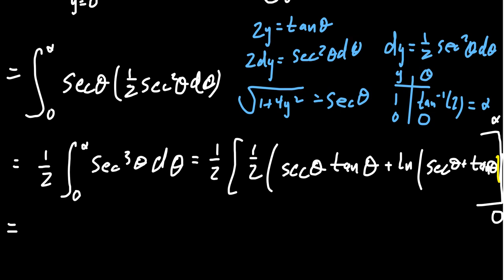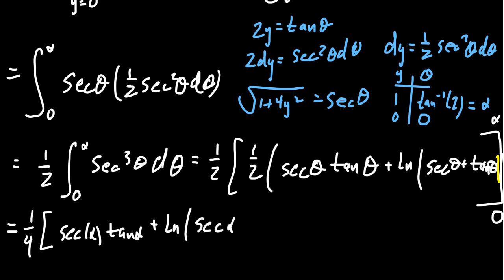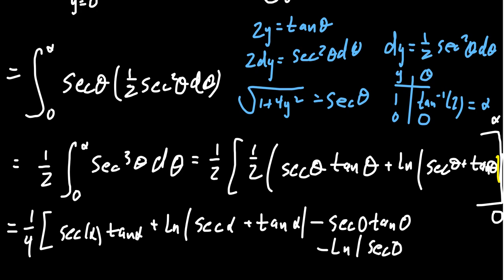So the 1/2 will combine to give us a 1/4. That's a coefficient that sits out in front. Let's stick these numbers in everywhere else. So we're going to get secant of alpha times tangent of alpha. Then we're going to get the natural log of the absolute value of secant of alpha plus tangent of alpha. That's the first bit. Then we're going to subtract from this secant of 0 tangent of 0. Also, we need to subtract from this the natural log of the absolute value of secant 0 plus tangent of 0. Like so.